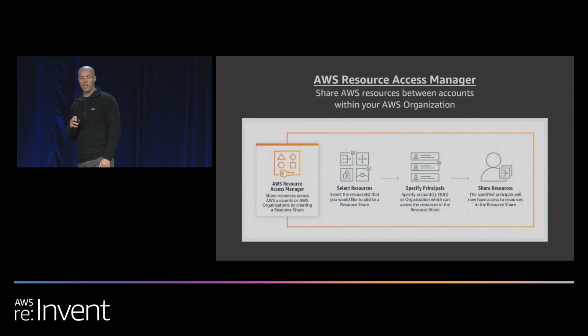So last year, we launched the AWS Resource Access Manager, RAM. And this is a service that enables you to share your resources with other accounts in your organization. And this is things like the transit gateway, Route 53 resolver rules, and even subnets within your VPC.